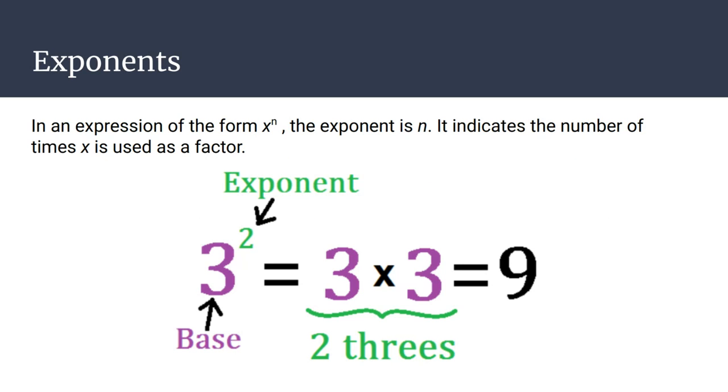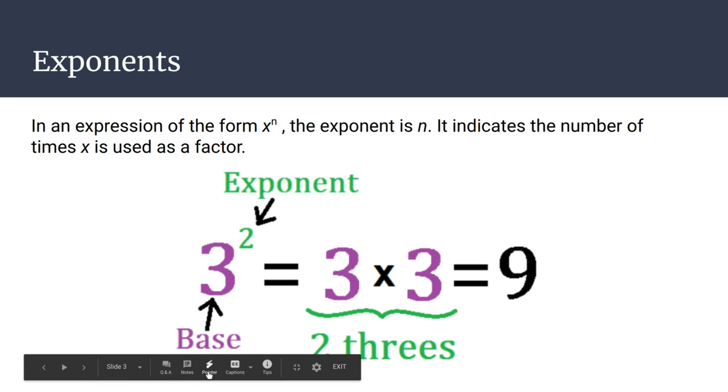Just a really quick review on what an exponent is. So in an expression of the form x to n, the exponent is n. So the exponent is the small number up in the right corner. It indicates the number of times x is used as a factor.